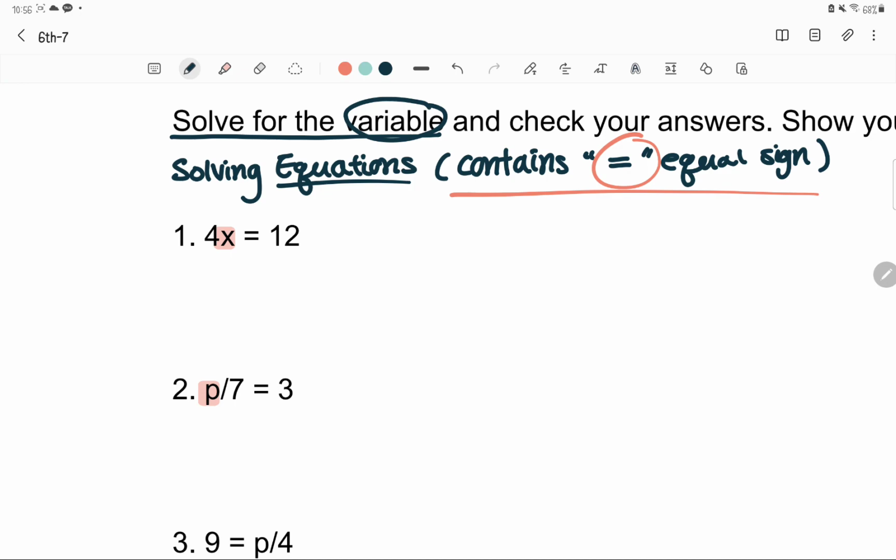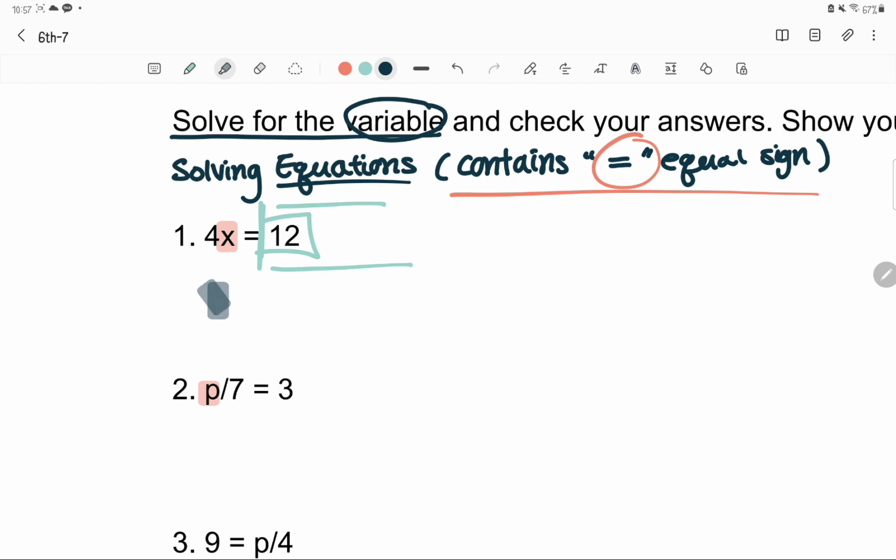So in order to solve for x, you have to get the x by itself on one side of the equation. And what I mean by one side of the equation is that this whole thing, which is 12, is called the right side of the equation. And all this side is called the left side of the equation, which is 4x. You know how on the left side of the equation you have 4 and x, so you have to get the x by itself.